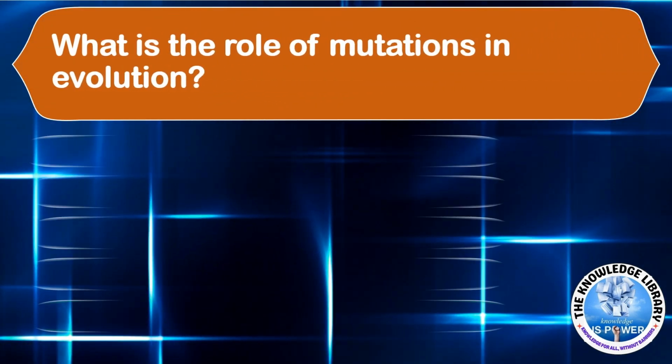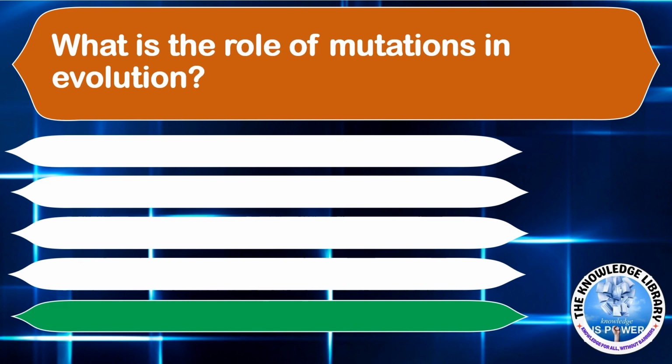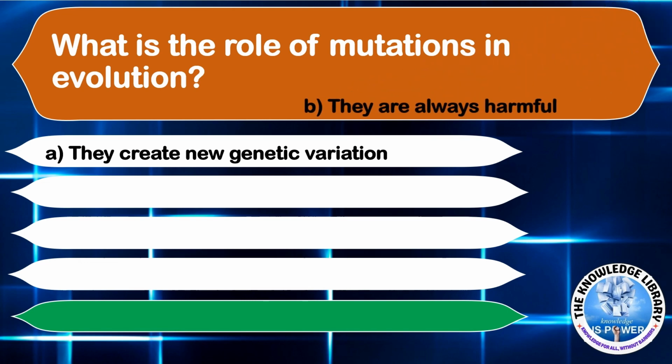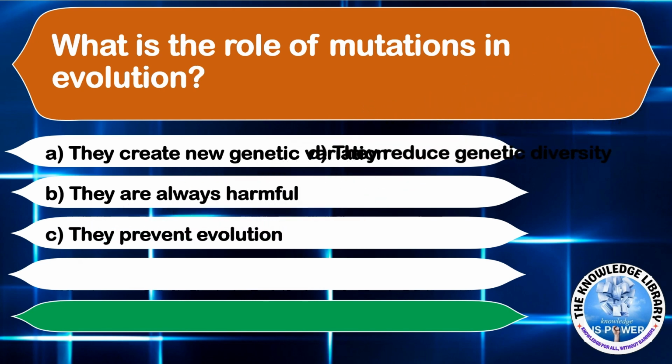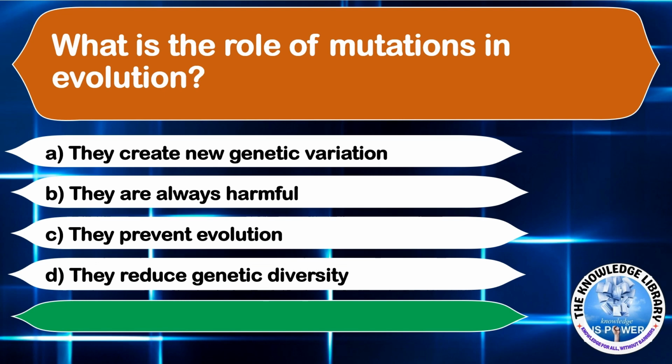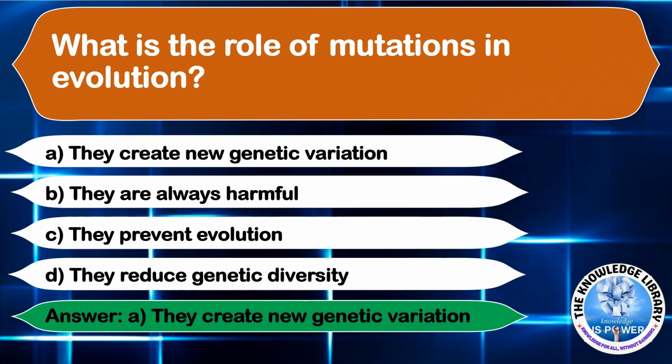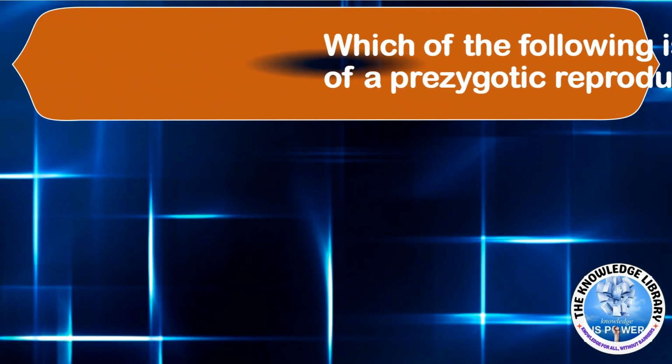The next question is, what is the role of mutations in evolution? Option A, they create new genetic variation. Option B, they are always harmful. Option C, they prevent evolution. Option D, they reduce genetic diversity. Answer is option A, they create new genetic variation.